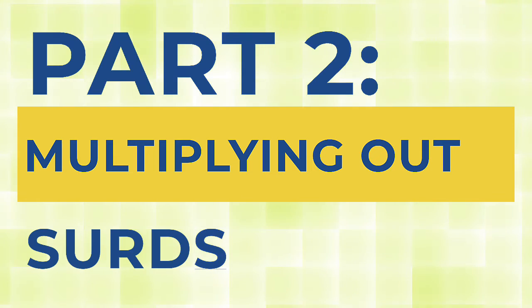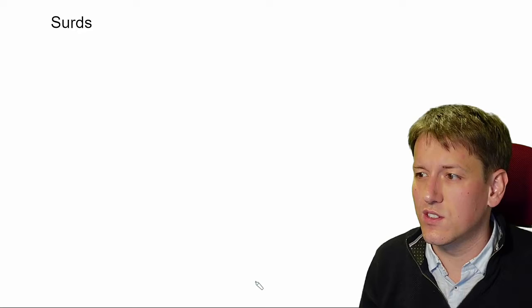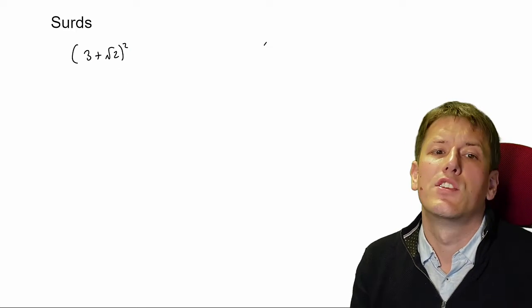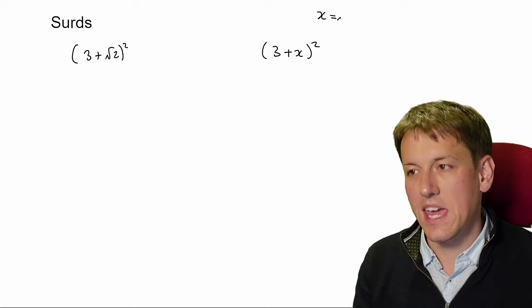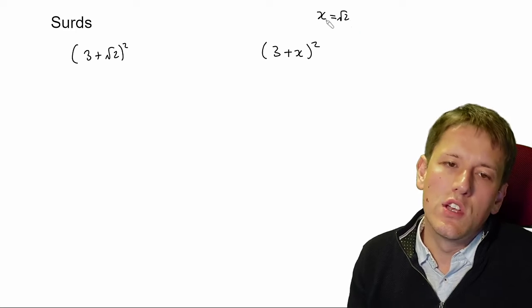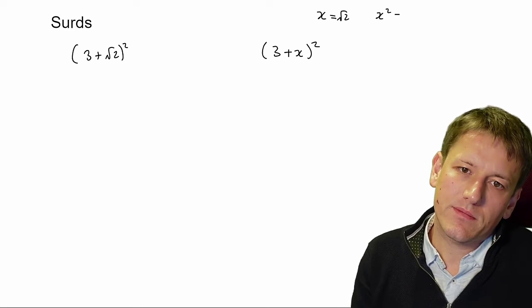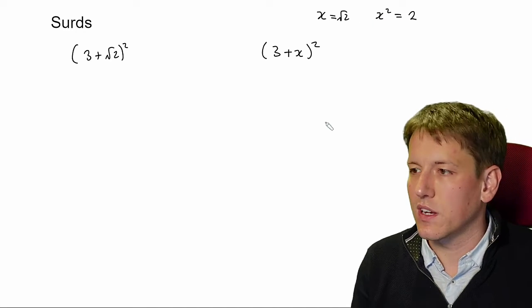So this comparison with algebra is an idea that I think I've always found students find helpful if they find these surds at all difficult. So if I want to multiply out something like 3 plus root 2 all squared, I'm going to think of it just like multiplying out 3 plus x all squared, but x is equal to the square root of 2. So it has the property that when I square it, x squared is root 2 squared, which is 2.